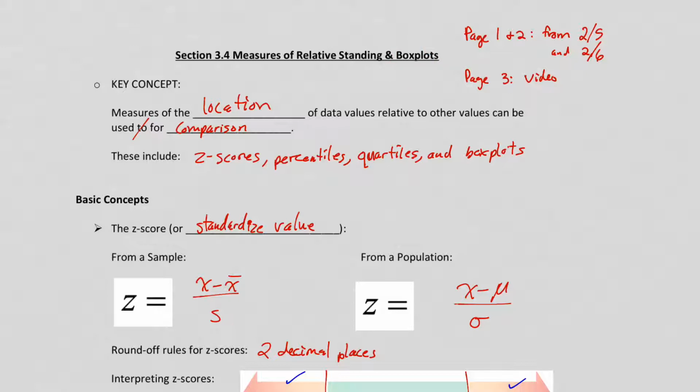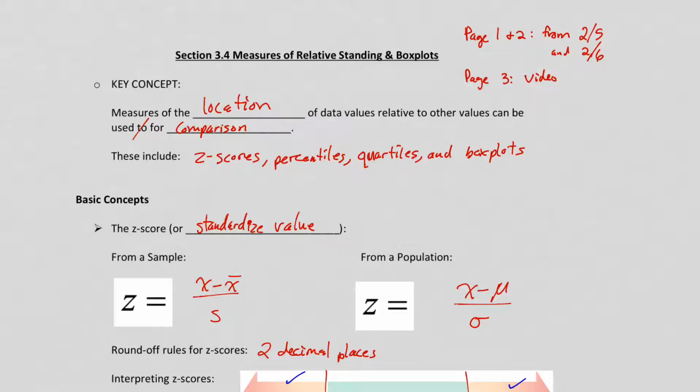All right, so just let me review this. These are the notes already filled out. We have the measures of location of data values relative to other values that can be used for comparison, and we talked about how this can be z-scores, percentiles, and we didn't do quartiles, which we're going to do today. So quartiles and Boxplots, these two are related. These kind of go together.